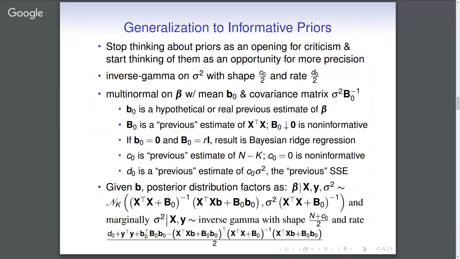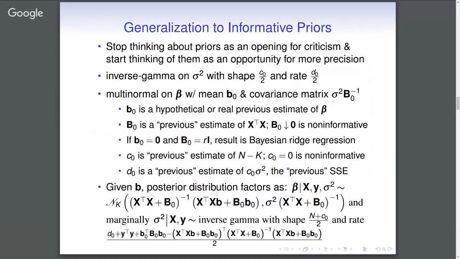And there's a special case where the little b is a zero vector and the big B is something proportional to an identity matrix. And this is going to be the Bayesian version of something you might have heard of before if you took data mining, called ridge regression. But you could use other values of little b and big B if you want.